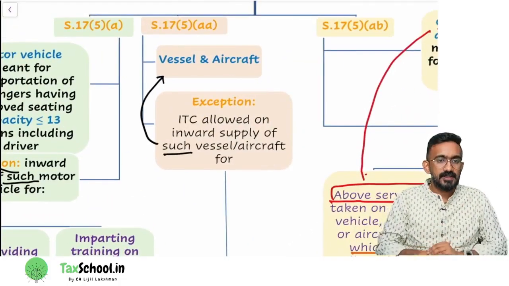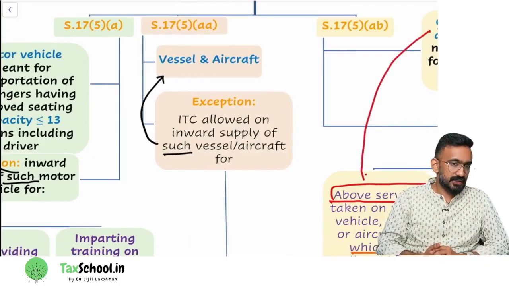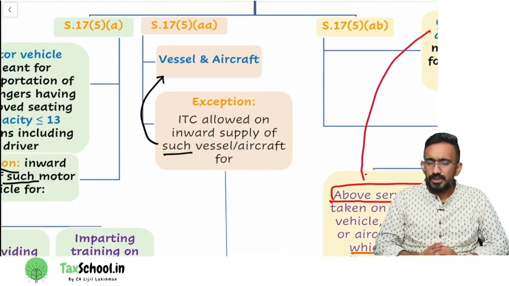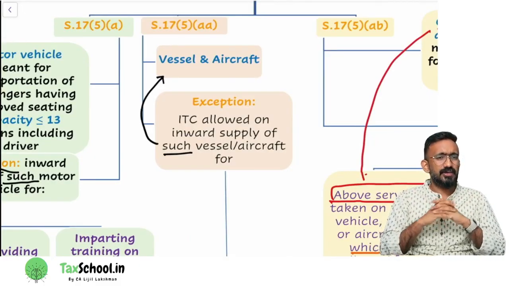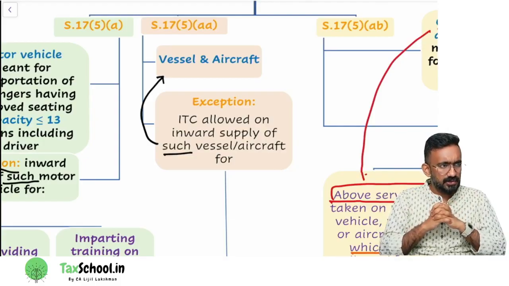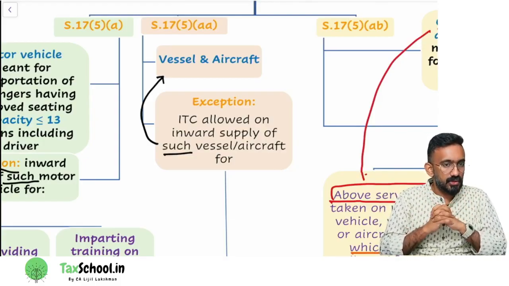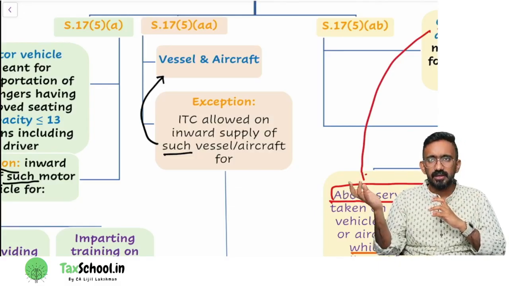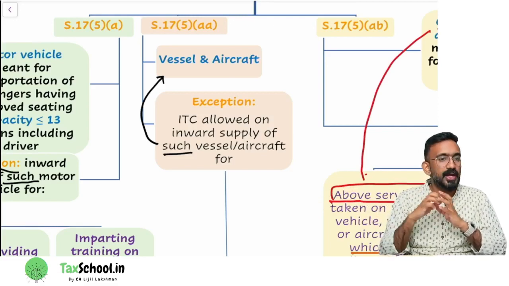Second blocked credit is inward supply of vessel and aircraft. Which means, say if a company is purchasing a vessel or an aircraft, why would a company purchase an aircraft? They can. So all these listed companies, big rich conglomerate companies like Reliance, etc., or in Kerala you have Kalyan Jewellers has a private jet. Even Lulu Group has a private jet.